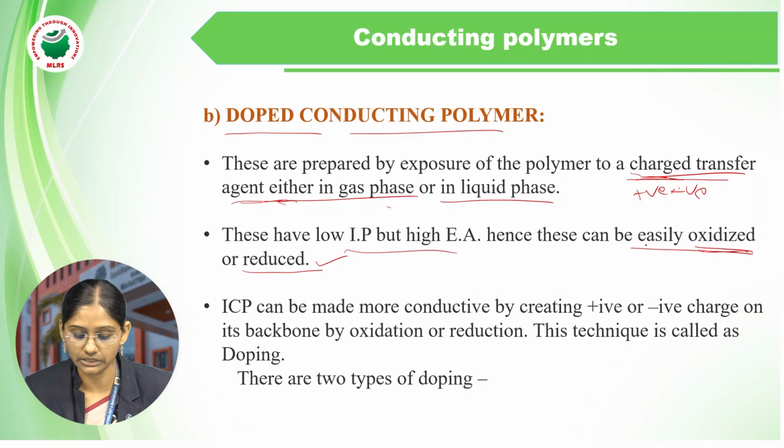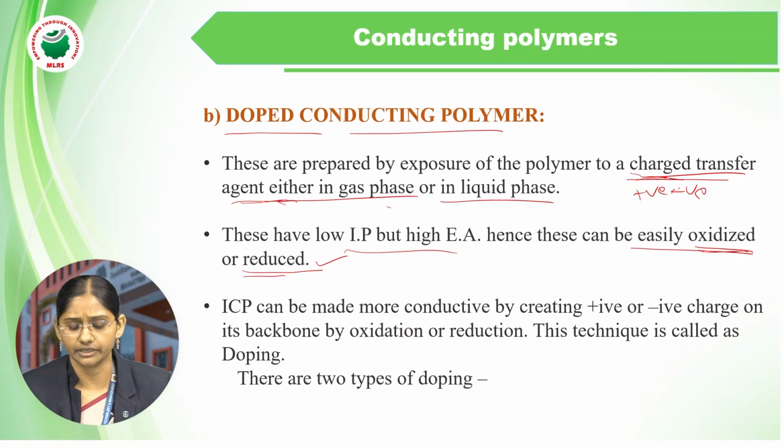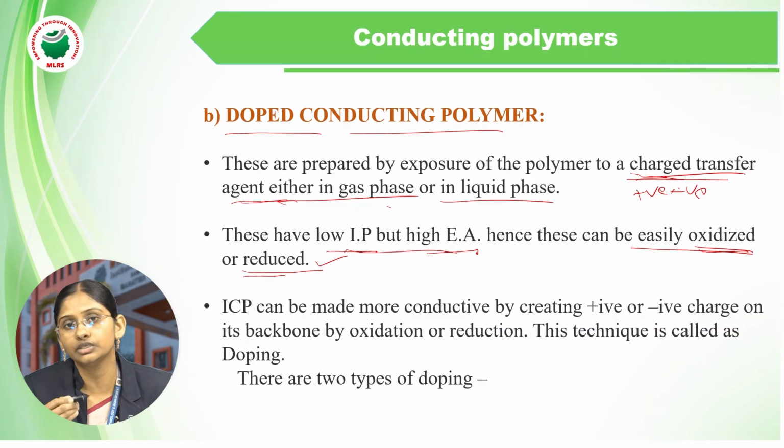Either by oxidation or reduction. So how can we do this oxidation or reduction to the polymer? Because these conducting polymers have low ionization potential but high electron affinity. Because of these two properties, we can do either oxidation or reduction to the conducting polymeric chain. So these intrinsic conducting polymers can be made more conductive by creating either positive sites or negative sites.